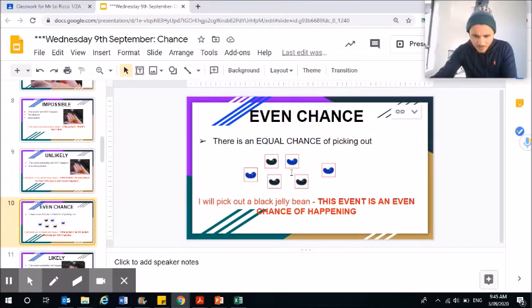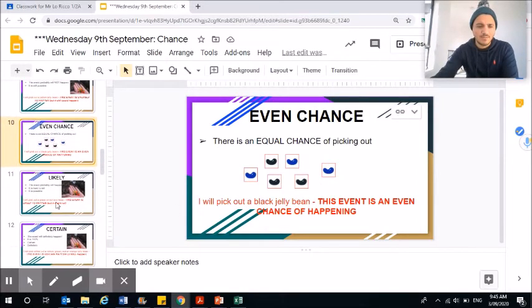Now I didn't use that picture for this one. I've made my own picture. If this was a group of jelly beans, there is an equal chance of picking out a black jelly bean or a blue jelly bean. It's an even chance because there's 3 blue jelly beans and there's 3 black jelly beans. So it's an even amount. So I'll pick out a black jelly bean. That event is an even chance.